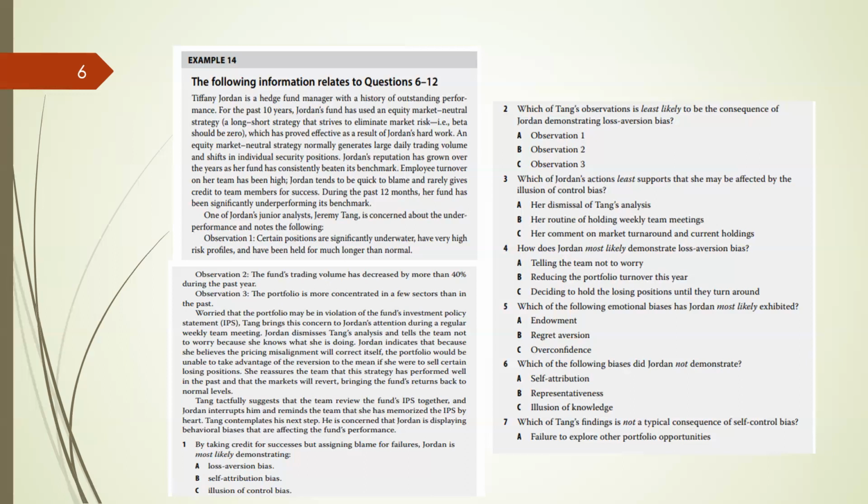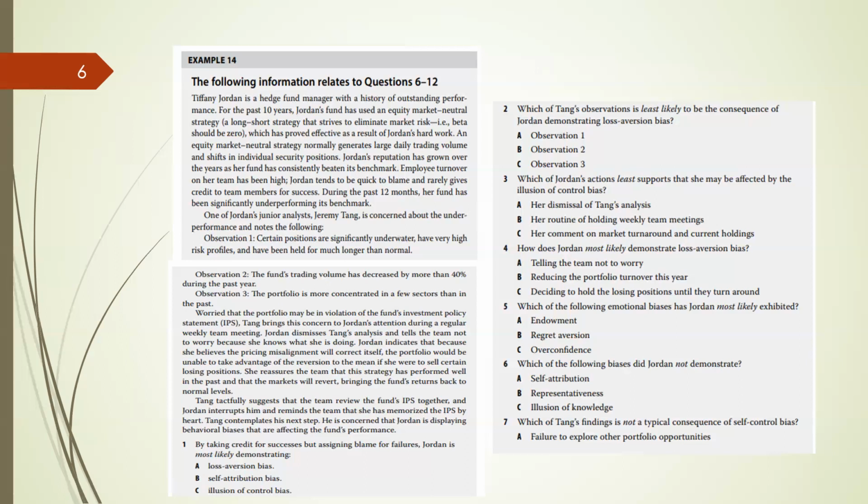Observation one confirms loss aversion bias because positions are losing, have higher risk profiles, and have still been held, whether long or short, which is a long short fund, either way. So that is correct. Second, the fund's trading volume has decreased by more than 40% during the past year. Third, the portfolio is more concentrated in a few sectors than in the past. So the answer is three, because the decreased trading volume means she is hanging on to the losing stocks. So observation three is least likely, because it has nothing to do with concentration but has to do with holding on to losers.